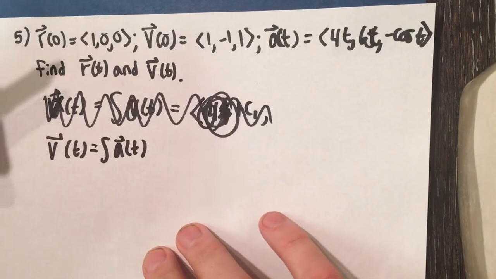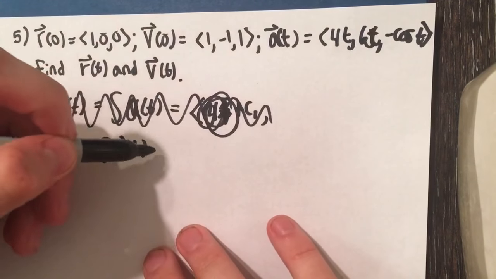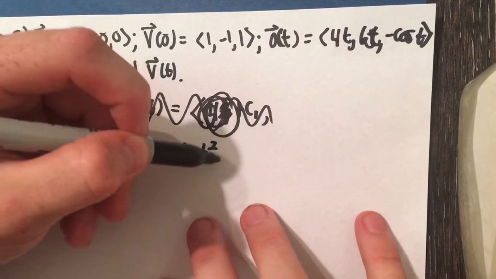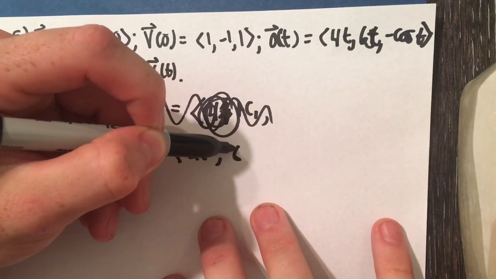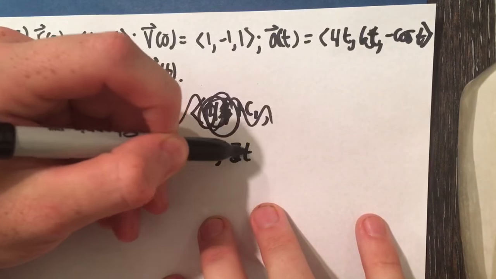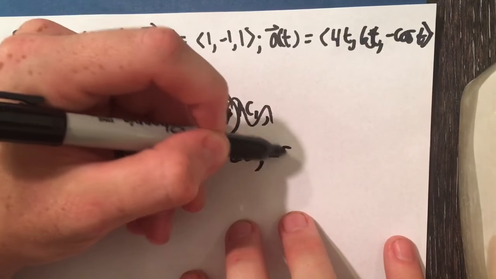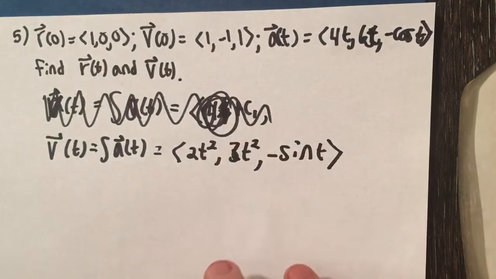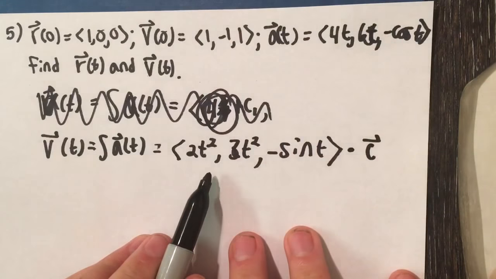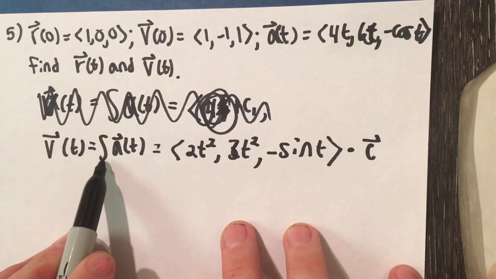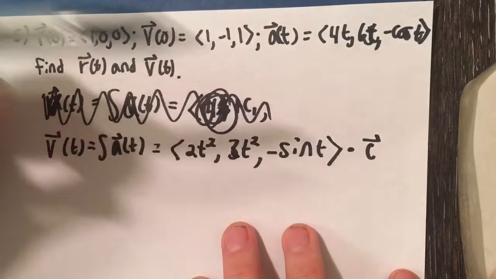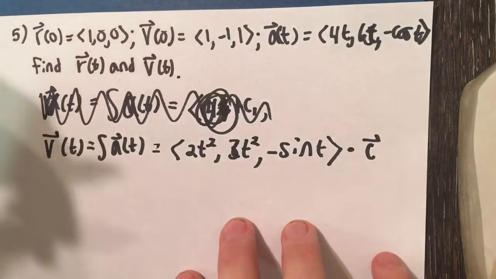Alright. When we integrate this acceleration vector, we get 2t squared, 3t squared, and negative sine t. And that is dotted with c, which is the vector of constants, since when you do an indefinite integral, you also have to add in a constant. Now, to solve for this c, we use these initial conditions they gave us.